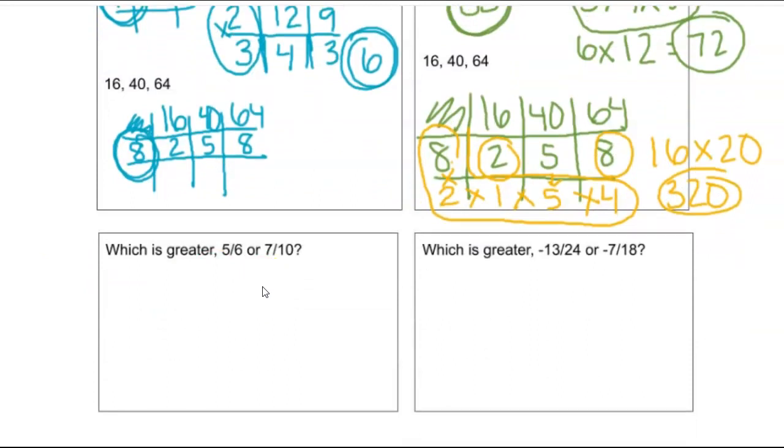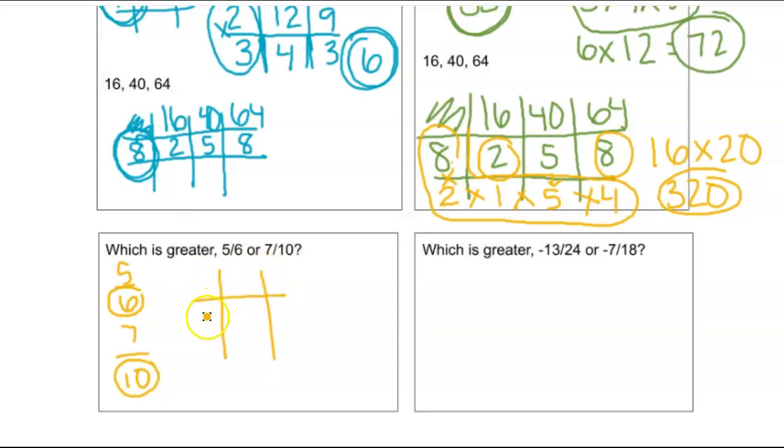Which is greater, 5/6 or 7/10? So if I write these out, I have 5/6 and 7/10. Now, to figure out which is bigger, we need to get the same number on the bottom. To get the same number on the bottom, also known as the denominator, we need to find the smallest multiple that both of those go into. Now, some of you can see them off the bat and you'll be fine.